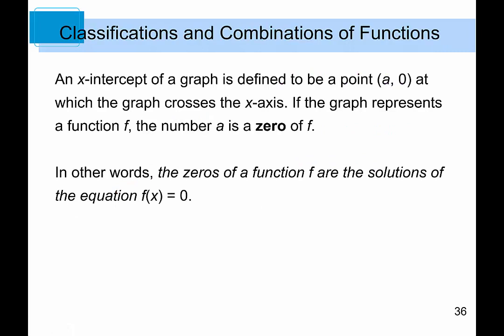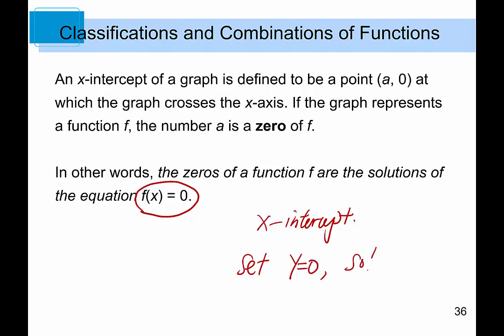And regarding classification and combination of functions, an x-intercept of a graph is defined to be a point (a, 0) at which the graph crosses the x-axis. If the graph represents a function f, the number a is a zero of f. In other words, the zeros of function f of x are solutions to the equation f of x equals 0. So basically, in order to find the x-intercept, you set y equals 0 and solve for x. That's what this is about.